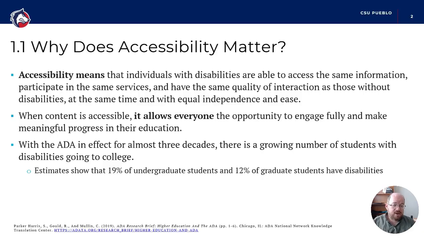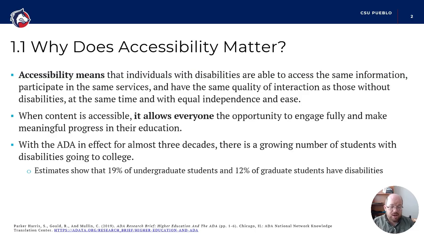Accessibility means that individuals with disabilities are able to access the same information, participate in the same services, and have the same quality interaction as those without disabilities and with equal independence and ease. It's about ensuring everyone has the opportunity to engage fully and make meaningful progress in their education.